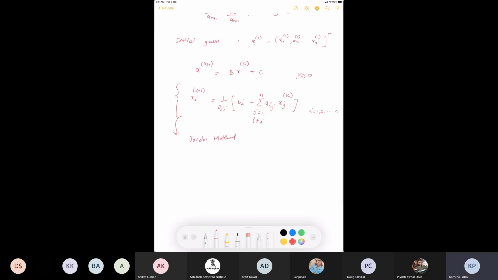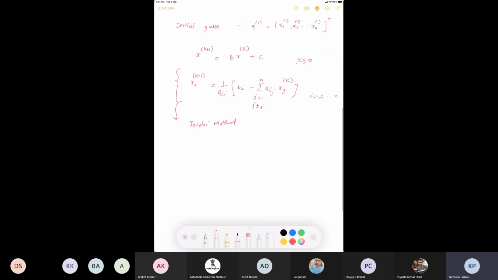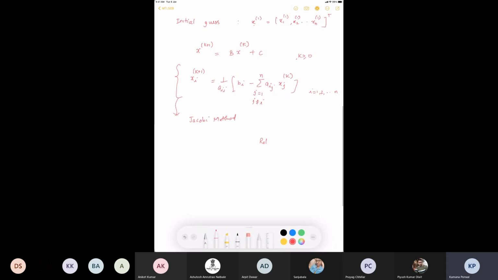All right, so you start with x^(1), then you use x^(1) to generate x^(2), then use x^(2) to generate x^(3), and like that you can generate this iterative sequence. Now, where do you want to stop? This just depends on how much accuracy you want. When we were learning the root finding methods, we learned how to set the stopping criteria. You can check the relative error or absolute error or a combination of both.